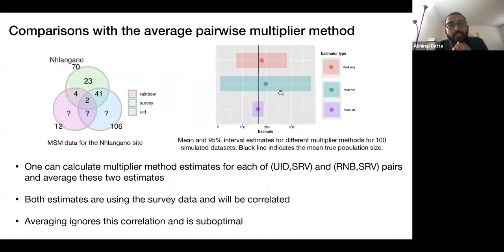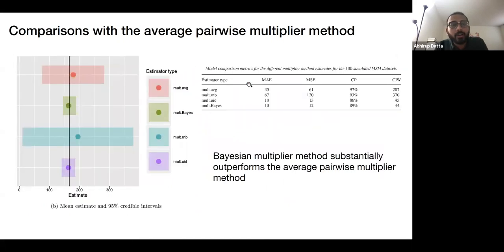We compared with the average pairwise multiplier method. So this is the slide I had shown earlier. This is our method, which is the Bayesian method. As you can see, it performs at par with the multiplier method with the most informative source, unlike the average estimator, which suffers because it doesn't take into account the dependence. So in terms of all the metrics that we used, our method was uniformly much better than the average multiplier method.